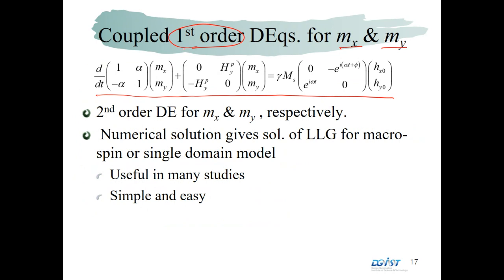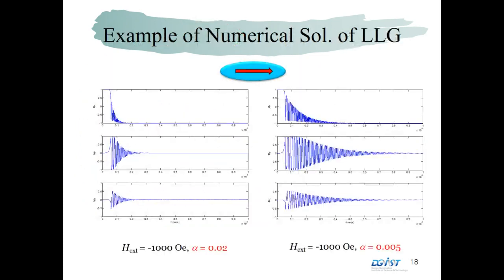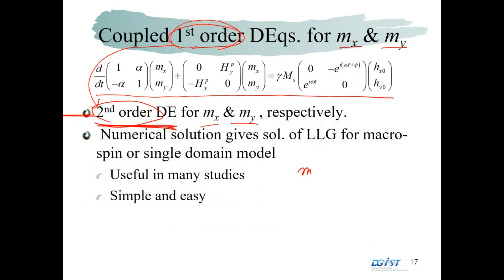And we can convert this first order differential equation by combining two of them. We can generate one second order differential equation for the mx and my. And we can solve this second order differential equation. We can obtain the mx as a function of time and my also a function of time. That's the solution.